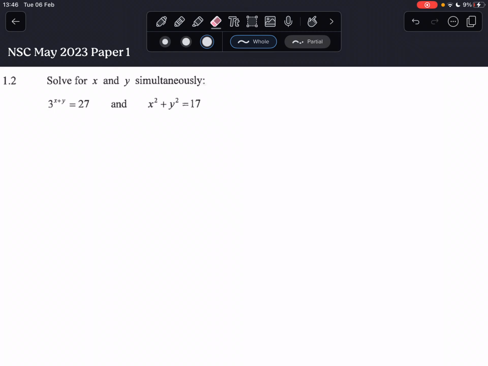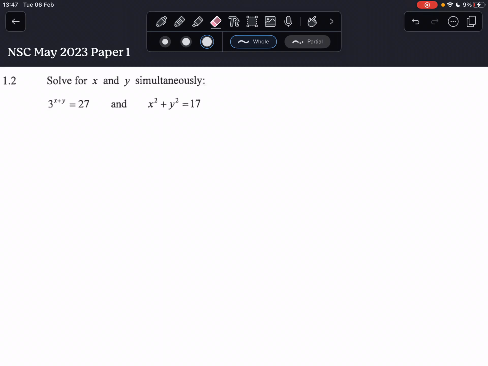Let me just read what's on the memo cover. This is the NSC, National Senior Certificate Examinations, so the Department of Basic Education's paper. Paper 1 of May 2023. So, let us get into it.